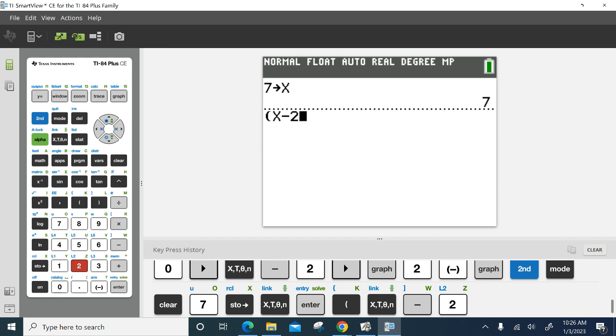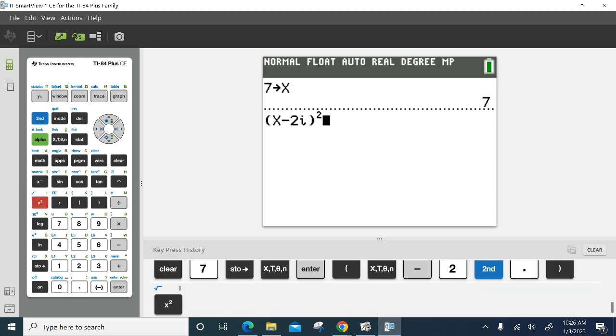Dylan? Like above the period. Right, everyone look, right above the period. All right, so second period, it'll plug it in. Closed, and then what do I have to do to it? Square it. It's going to give me an answer: 45 minus 28i, or maybe if you stored a different number than 7, it'll give you a different answer.